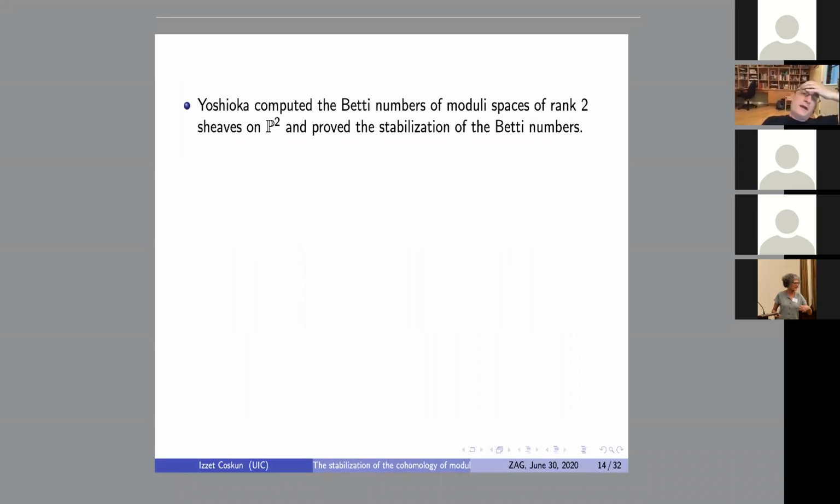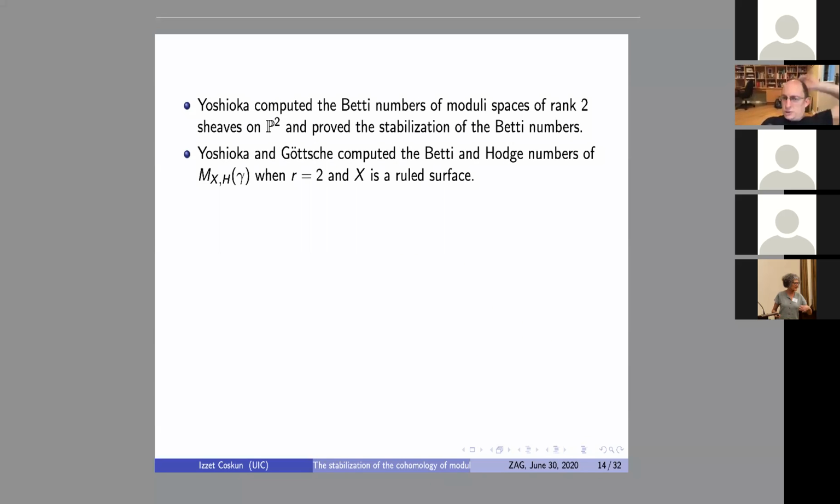And then more explicitly, as I said, Yoshioka computed the Betti numbers of moduli spaces of rank 2 sheaves on P2, and he proved the stabilization of Betti numbers. Then Yoshioka and Göttsche did the Betti and Hodge numbers when the rank is 2 and X is a ruled surface.